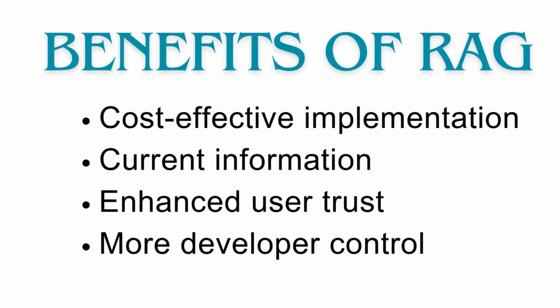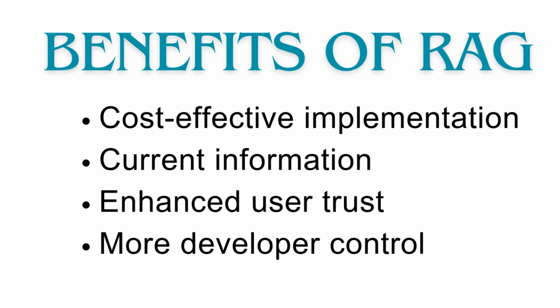So the third one is enhanced user trust. RAG allows the LLM to present accurate information with source attribution. So the output can include citations or references to the source. Users can also look up the source documents themselves if they require further clarification or more detail. So this can increase the trust and confidence in your generative AI solution.